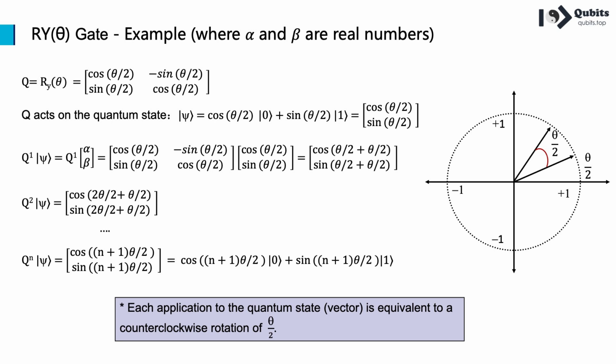Moreover, the direction and shape of the path depend on the initial state and the number of gate applications. This geometric property of the RY gate is useful in quantum algorithms and quantum simulation, as it allows for efficient manipulation and analysis of the quantum states. For example, the path traced out by the state vector can be used to estimate the eigenvalues and eigenvectors of a Hamiltonian or to perform quantum phase estimation.